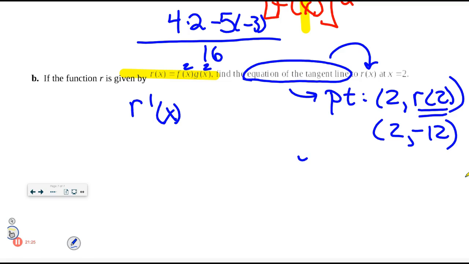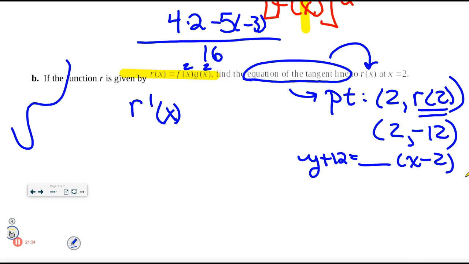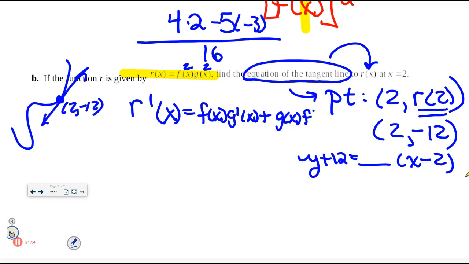So I'm going to start my answer. y minus the y I know is equal to the slope there times x minus the x I know. On r, right? r is some function. I want the equation of the tangent line at 2, negative 12. I need its slope. That's its derivative. I don't do f prime times g prime unless I don't watch notes. Then I do because it looks good. I do first, d second, plus second, d first. You guys go do it. Tell me what it is.